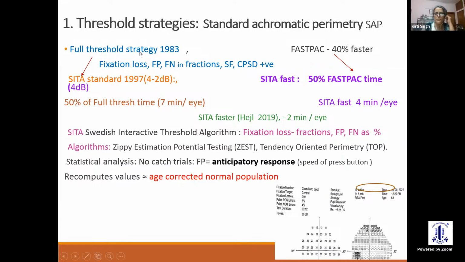It's an algorithm, and how do you differentiate it? In some of the old centers you'll get a threshold test printout. In that, you would have the fixation losses in fractions and short-term fluctuation and corrected pattern standard deviation. Whereas the moment the SITA strategy or algorithm is used, you'll have fixation loss in fractions and false positive and false negative as percentages. I'll show you these individually to tell you how it is. Other algorithms are ZEST and TOP.